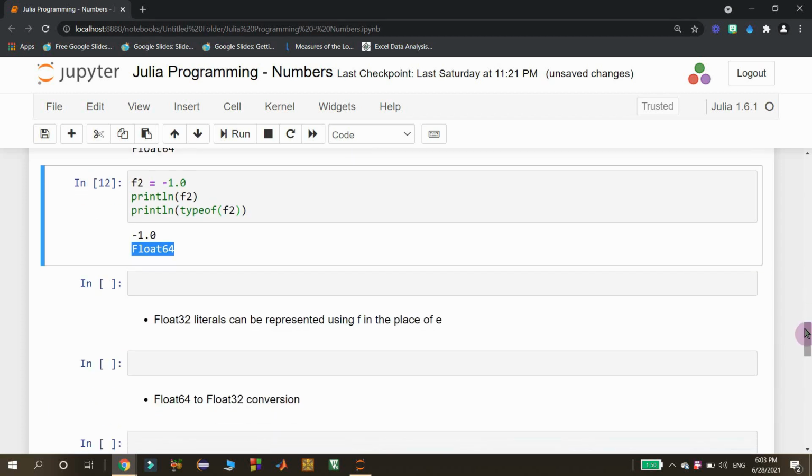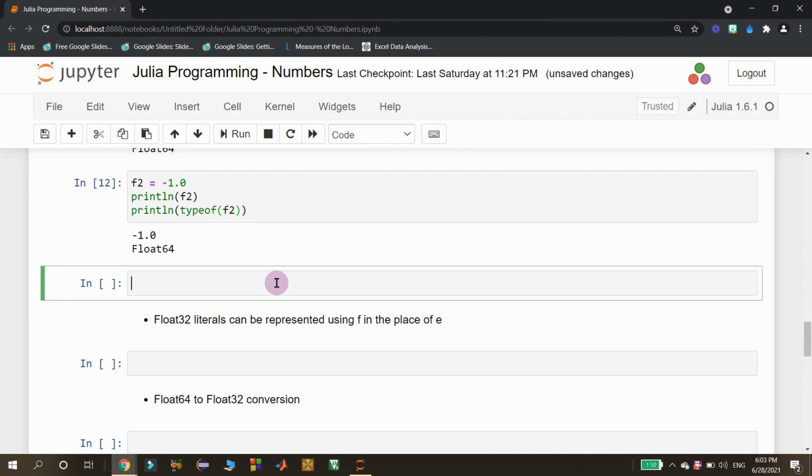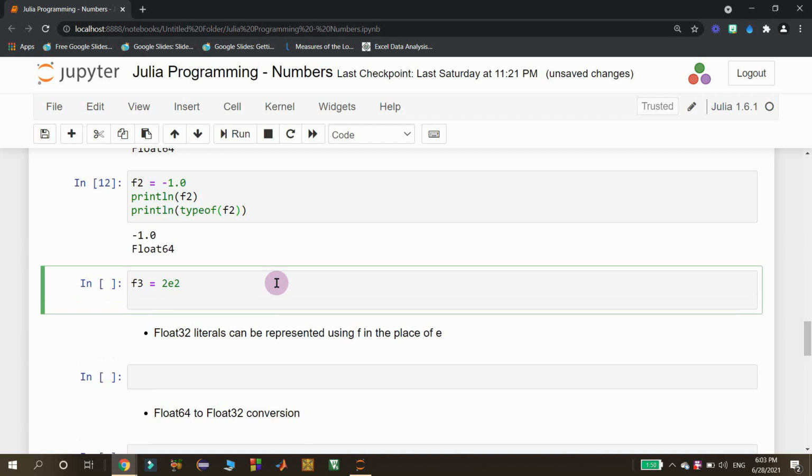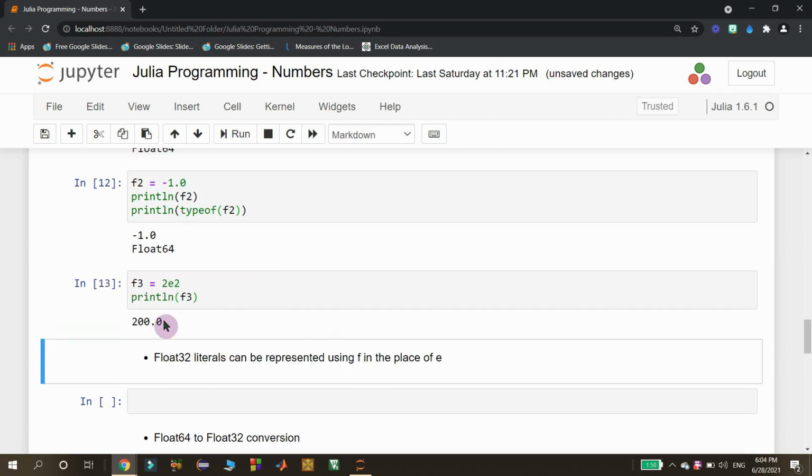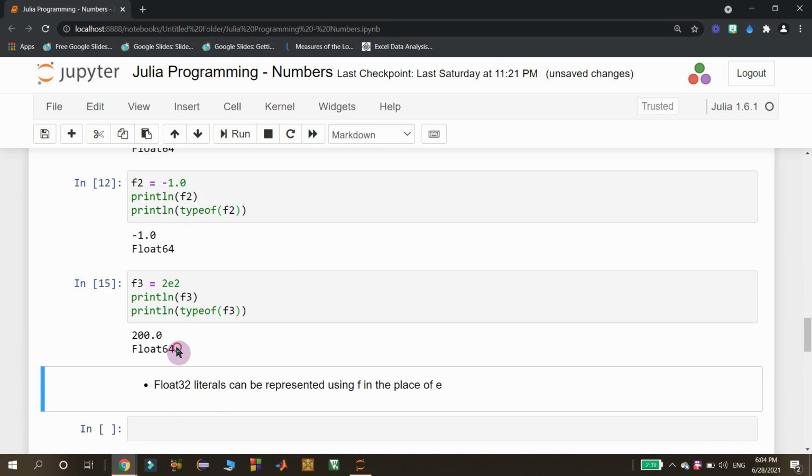Now I am going to represent a floating point number by using scientific notation. For that I am taking a variable f3 and using 2e2 as the value. This number is equivalent to 2 into 10 power 2, so automatically the f3 value becomes 200. Now we will display that. We got 200.0 as the value present in the f3 variable. Then I display the type of f3, and we got float 64.